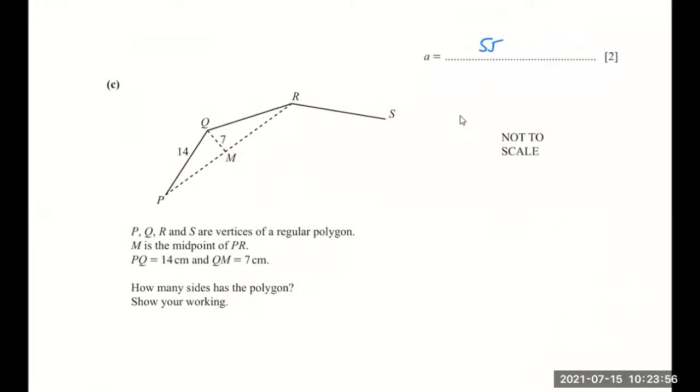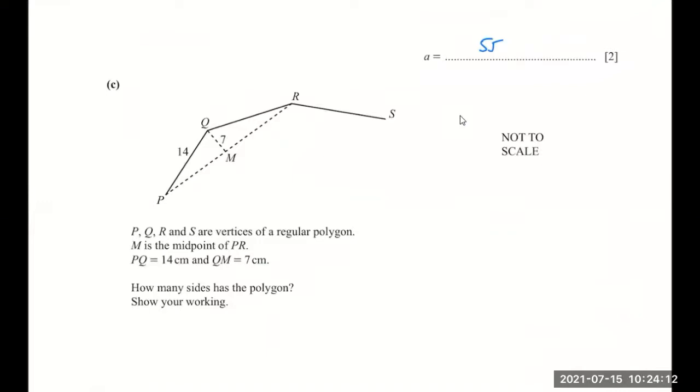Now this question. It says P, Q, R, S are vertices of a regular polygon. M is the midpoint of PR. PQ is equal to 14. QM is equal to 7. How many sides has the polygon?